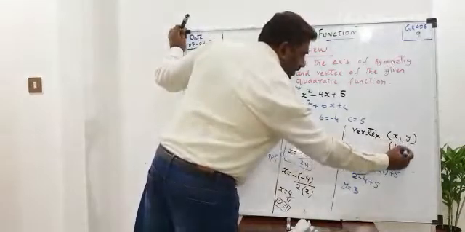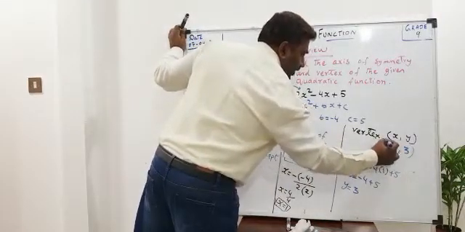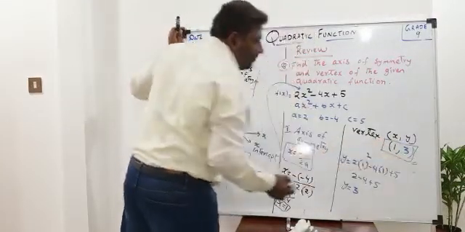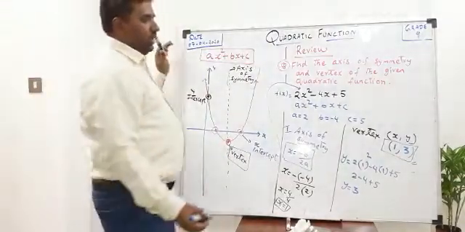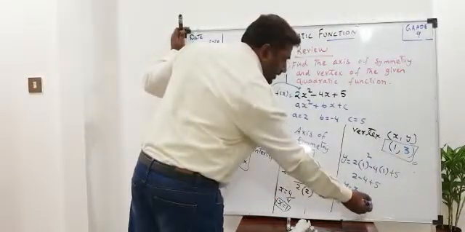So I'll drop the 3 here. So 1 and 3 represent the point of vertex. Okay. So I hope the idea is clear now.